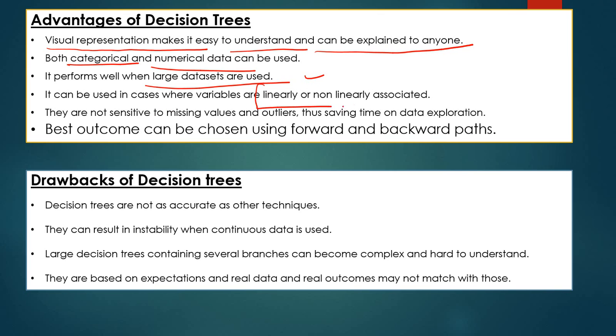So it can take care of both linear and non-linear association. That's an important thing. The drawback could be it's not a very efficient technique. It's easy to use, easy to understand, easy to explain to people who are not technically skilled in machine learning. It's not as efficient as many other machine learning algorithms, so it's not very accurate. It can sometimes give instability on data which is full of issues, or data which has got outliers in place.